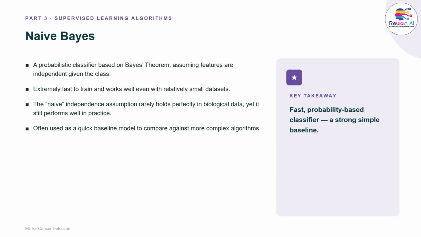Let's have an example. Just imagine guessing someone's nationality from three independent clues. That is, the language they speak, the currency in their wallet, and their passport color, and multiplying together how likely each clue is per country. Even though these clues aren't perfectly independent, that's the naive trade-off, and it still gets a surprisingly good guess.